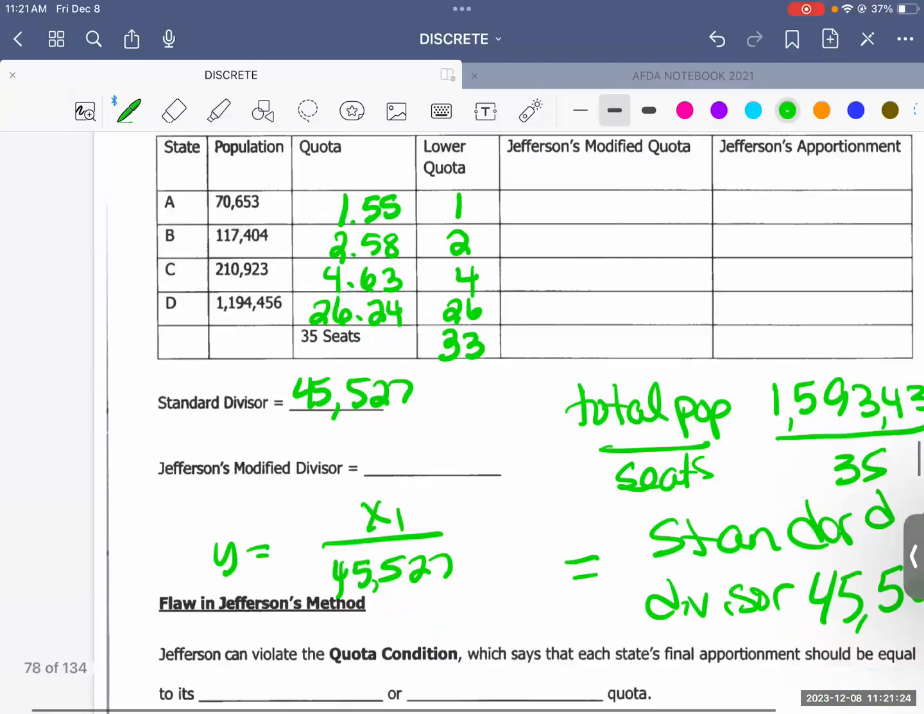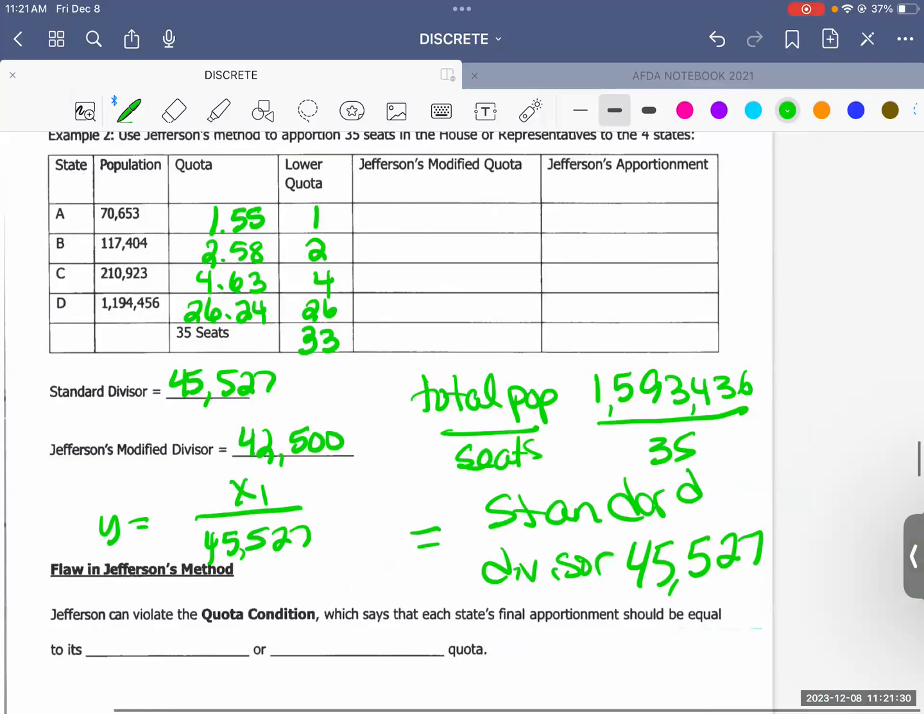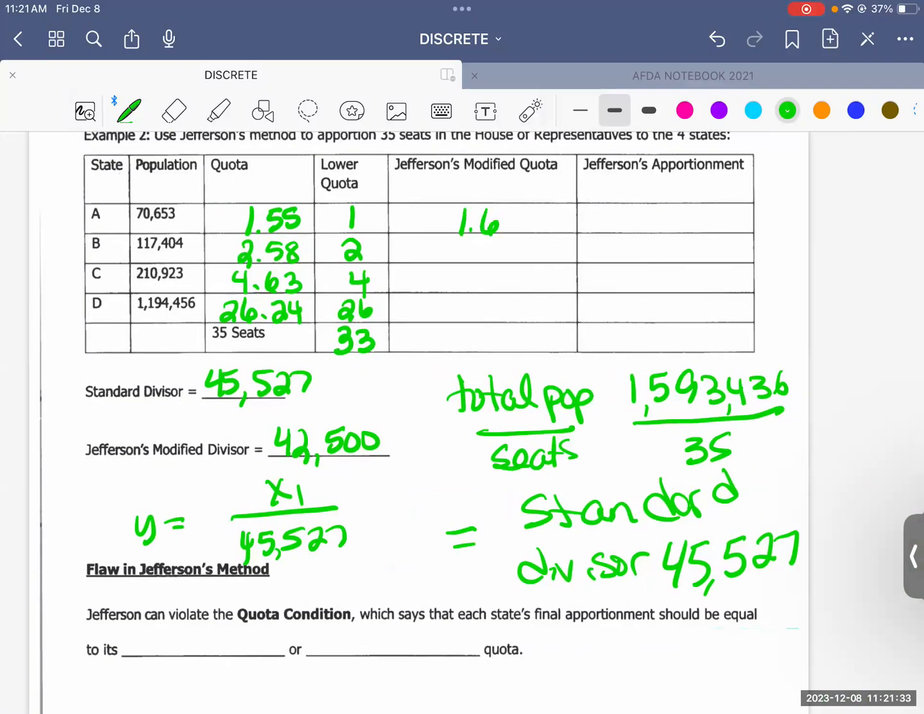Okay, so the modified divisor is 42,500. And the Jefferson's modified quotas are 1, 2, 4, and 28. If you add those together, that's 35. So that's it. Jefferson can violate the quota condition, which says that each state's final apportionment should be equal to its lower or upper quota.